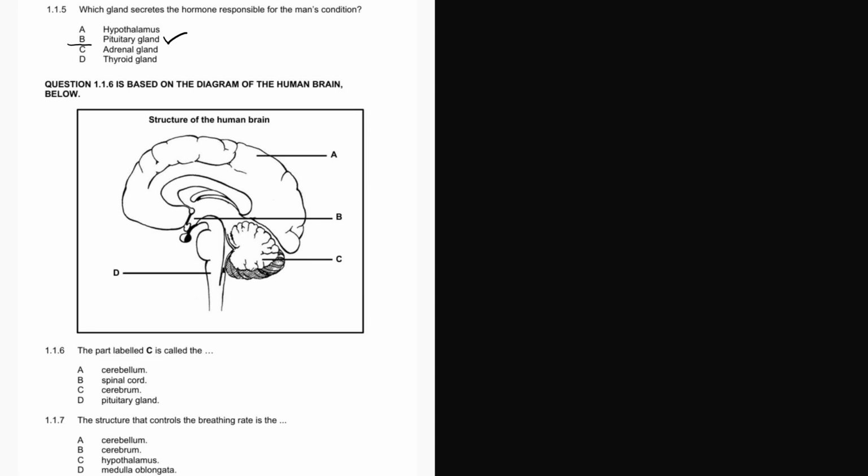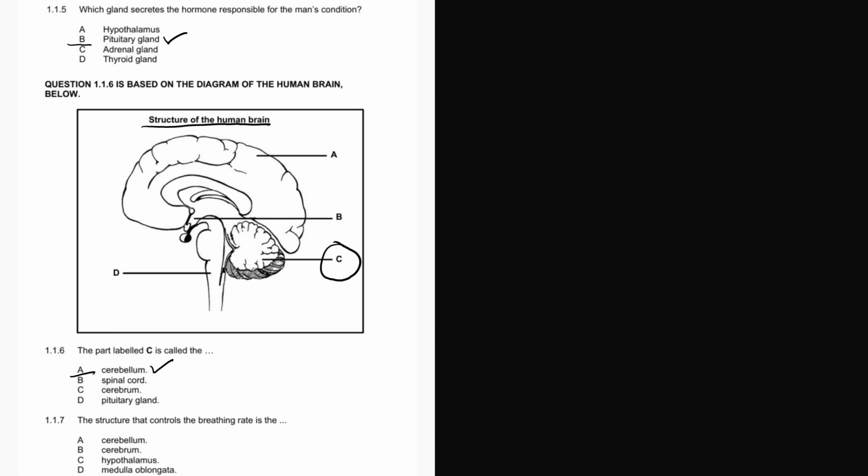Therefore now, question 1.1.6 is based on the diagram of a human brain below. Here we are given the structure of a human brain. 1.1.6, they said the part labeled C is called the what? The part labeled C. Therefore, now we know that C, it is what we call a cerebellum. Cerebellum, option A, it is the correct option.